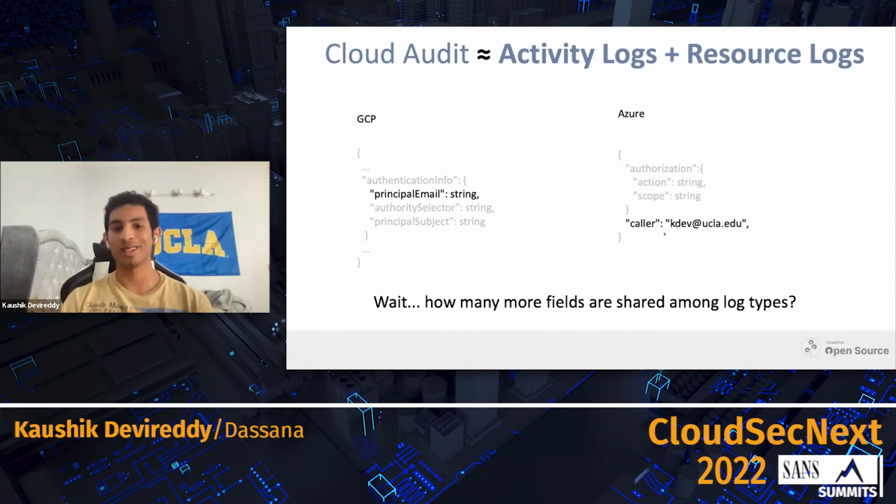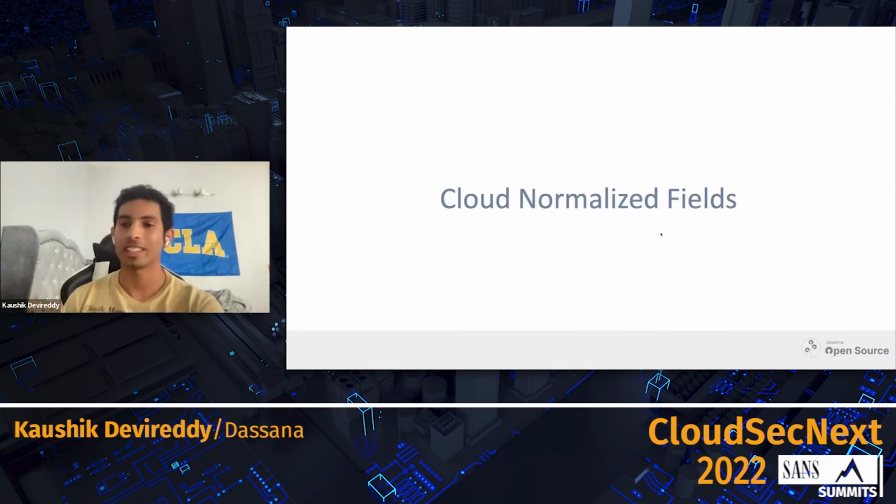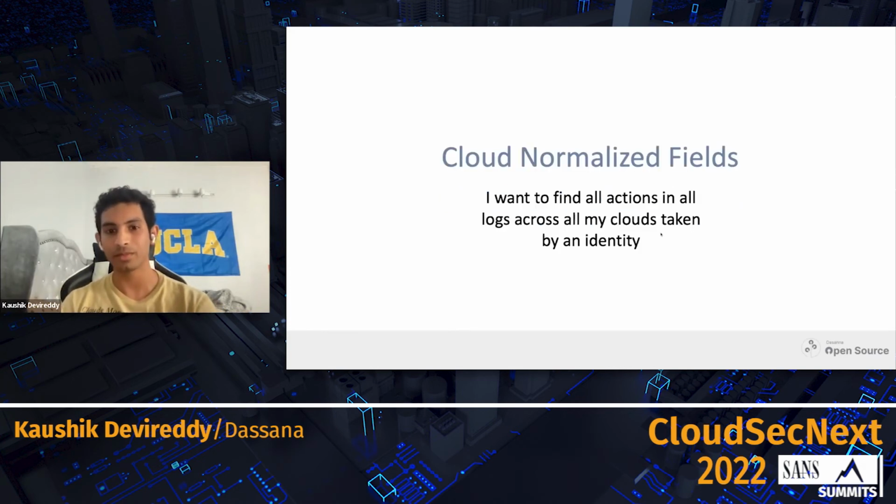The most important field in Azure is caller, and this lines up with the principal email of GCP. Now, you might start to wonder, how many of these fields are shared among log types? Do I really have to learn that principal email in GCP is the same thing as caller in Azure, which is the same thing as user identity in AWS? Is there any way we can make this easier? My answer to this question is cloud normalized fields. Again, remember, I'm super lazy. I don't want to have to learn all the specific names of all the specific fields in AWS, Azure, and GCP. All I want to know is a certain field is an identity, a certain field is a method, etc.